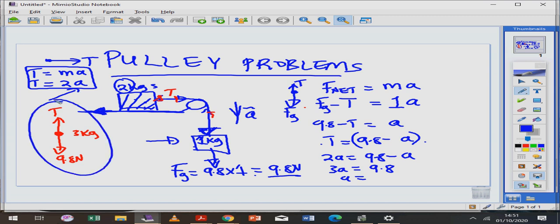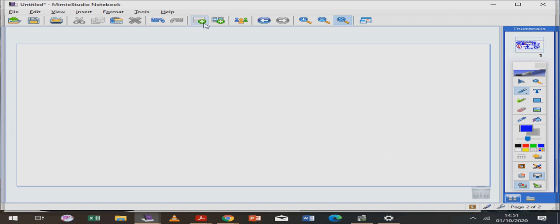Now if I had used this analysis of the whole system, let's just see how that works out. You have the force of gravity, 9.8 newtons, and you have the tension force, so the equation would still be 9.8 minus T is equal to the mass of the whole system, 3, times A. But you would still need one of the other equations to be able to solve for both tension and acceleration.